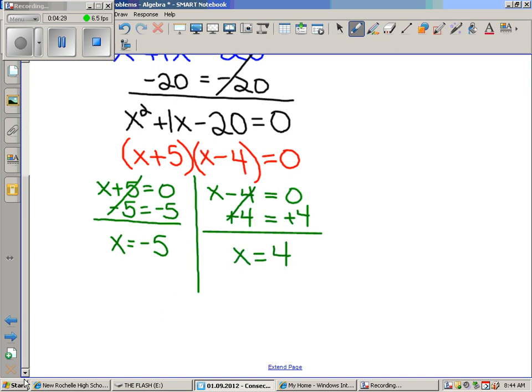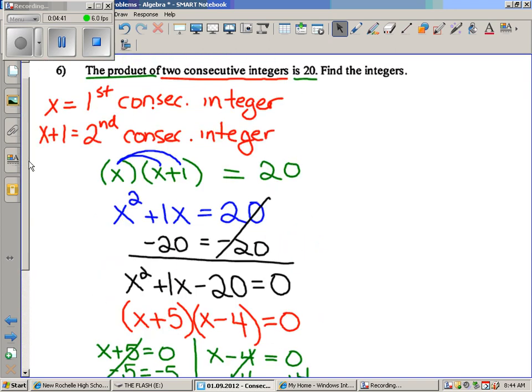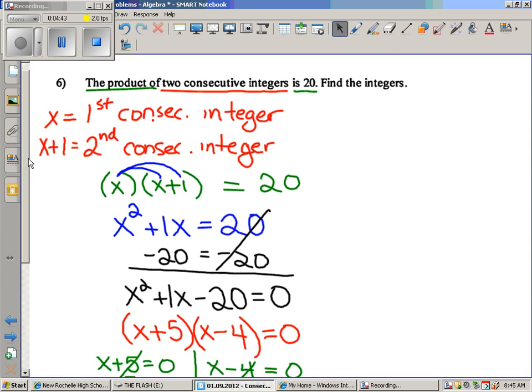Now, both those are our answers, right? That's it. We're done, right? No, of course not. But here's the tricky part. Does it say anything about it being positive? Does it say anything about it being negative? So do you reject any one of those numbers? No, which means there are two possible sets of answers, okay?